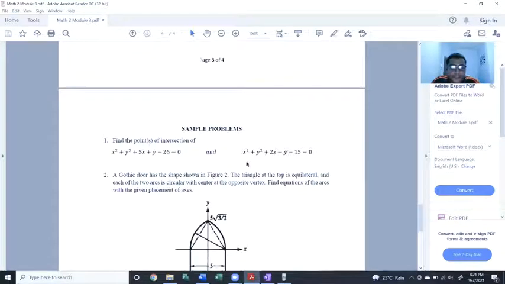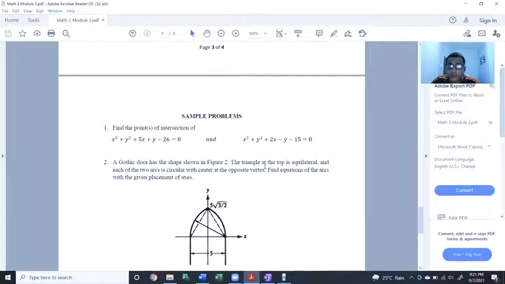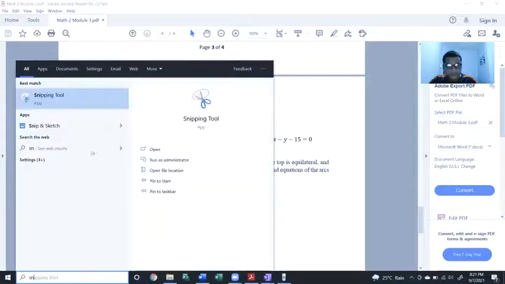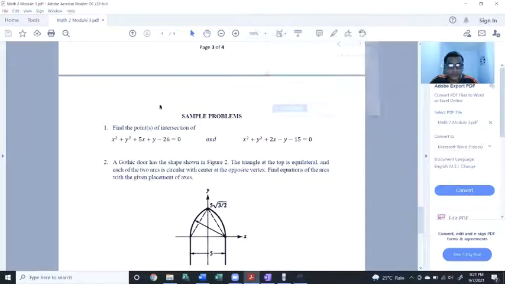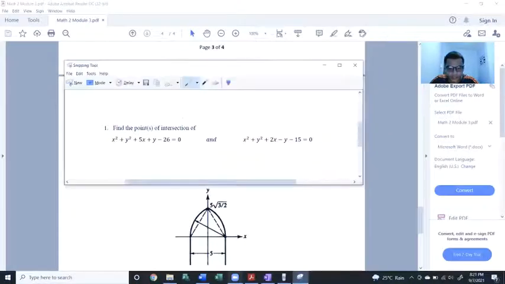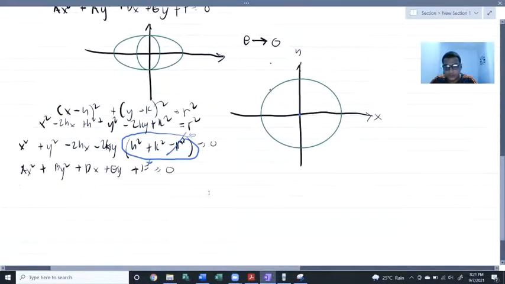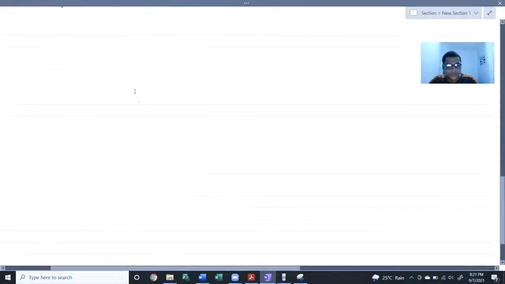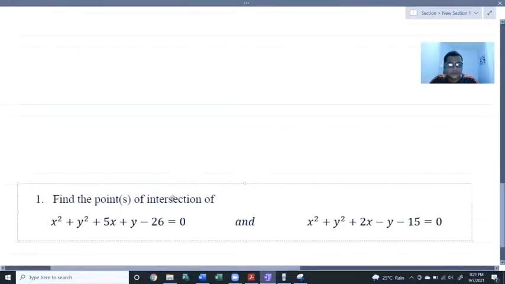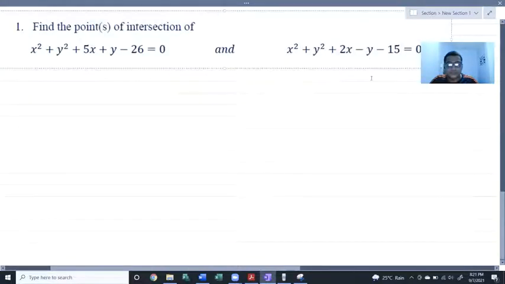Okay. Now let's solve sample problem number 1. Find the points of intersection of the two given circles. Okay, let's put this first here in our OneNote. So this is our sample problem 1.